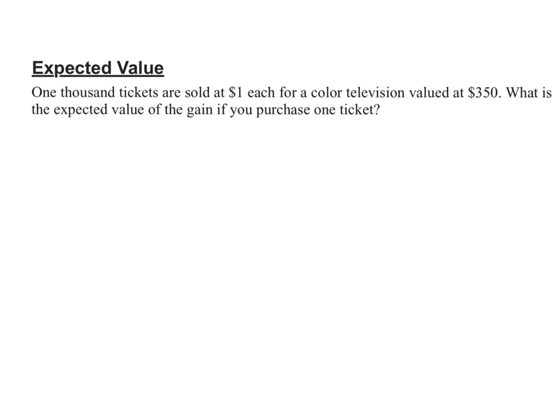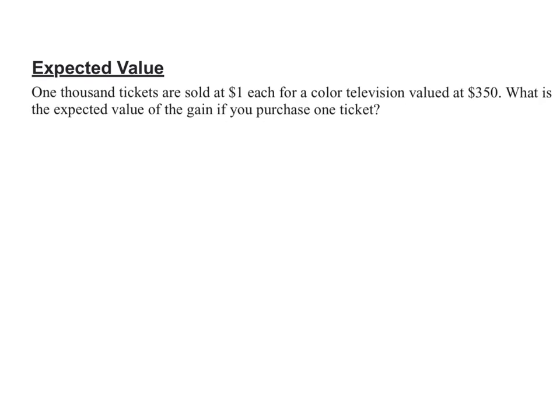What we're going to do is find the probability of winning the gain. In this case, the gain is winning the TV. If you buy 1 ticket, what is the probability of winning? 1 out of 1,000. So my expected gain, and this ties back to probability distributions, is I take that outcome, which is a $350 TV, and multiply it by the probability of winning it. And then I just have to subtract off my investment.